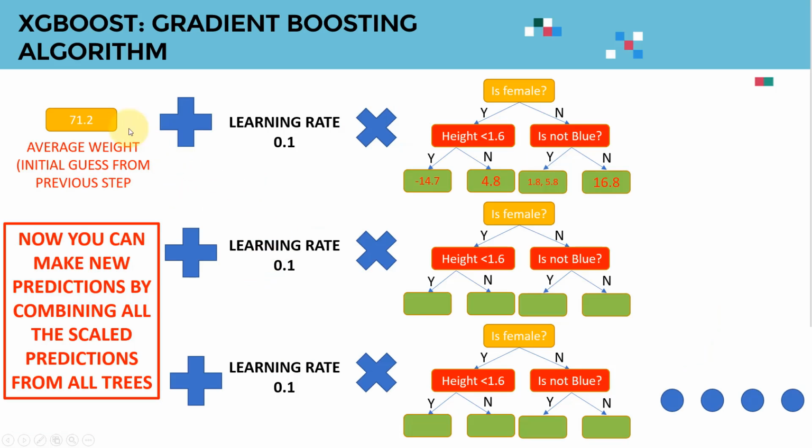As you see here, we take the average weight, we build the tree, we scale it, we make predictions, we calculate new residuals, and we build another tree. We scale it, make predictions, and build another tree. We keep going on and on. That's how you combine all the intelligence from all these models to come up with an extremely powerful model at the end. So now we can make new predictions by combining all the scaled predictions from all the trees. And that's simply how gradient boost algorithms work in a nutshell.